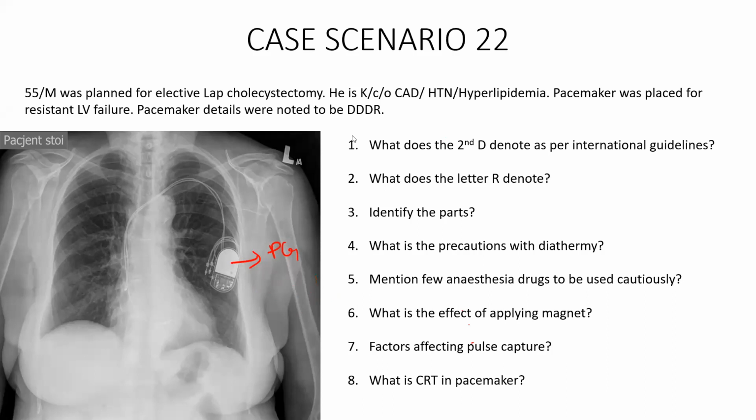Okay, good. And what is this one? This is called the leads, right? So this is the pulse generator, this is the leads, and this white structure is nothing but the electrodes. Okay, that is the electrodes. So these are the three basic parts of a pacemaker or implantable cardioverter defibrillator.